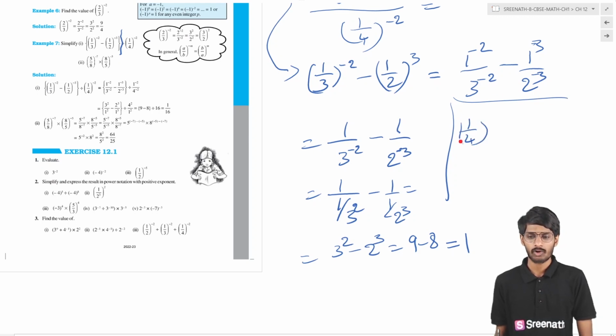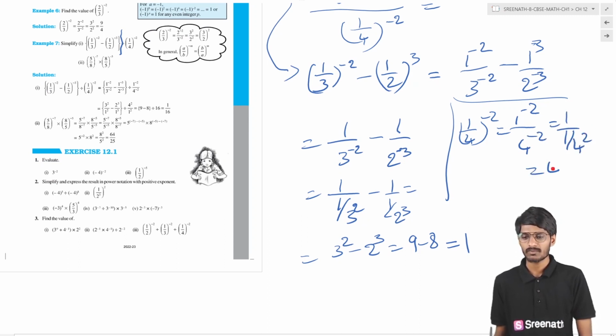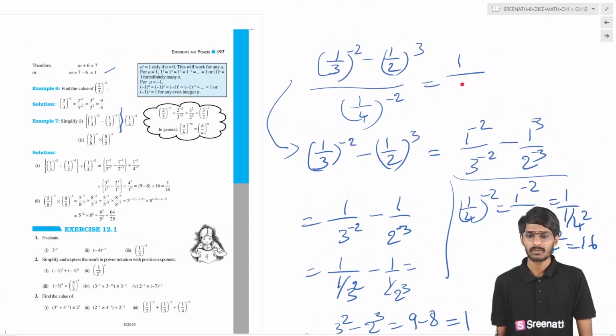1 by 4 whole to the power of minus 2. That will become 1 by 4 to the power of minus 2. That is 1 by 4 square. So it will become 4 square, that is equal to 16. The denominator value is 16. So the whole answer is 1 by 16 students. That's it students. So simple.